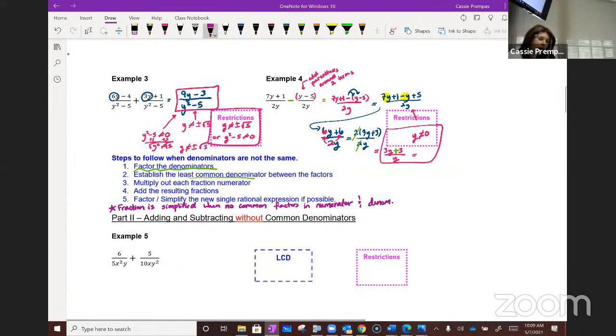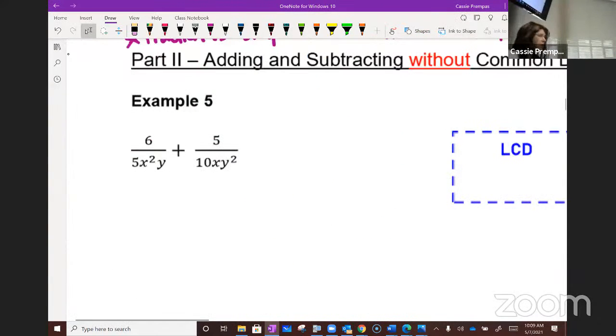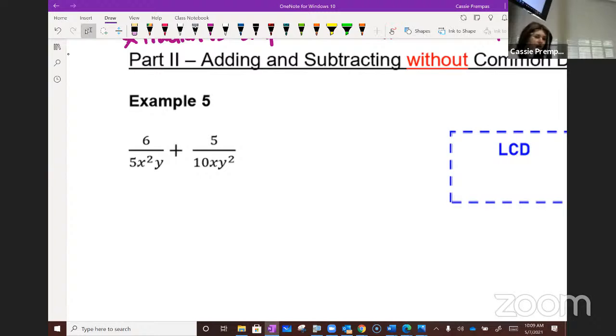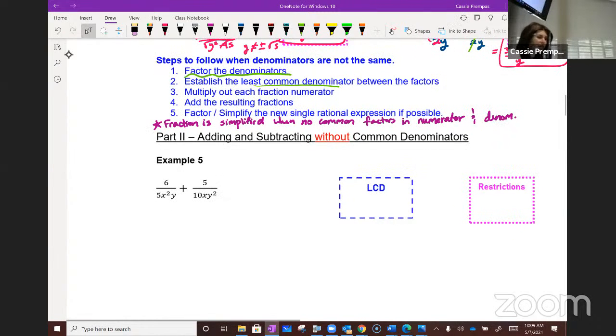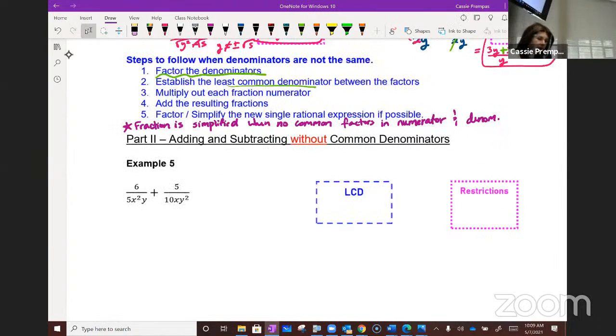All right, so let's go ahead. We're going to start a little bit simpler and then move to a little bit more advanced. Example 5. The first thing we want to take a look at is what would be the least common denominator between 5x squared y and 10xy squared. We'll start between 5 and 10. What's the least common denominator between 5 and 10? 10, good, because it would be 5 times 2.